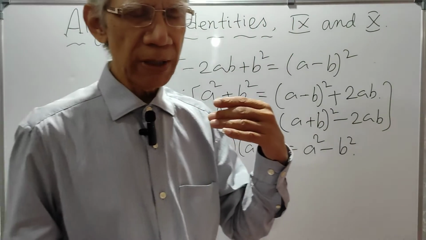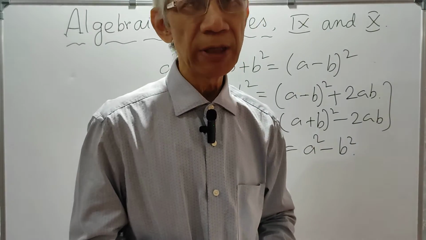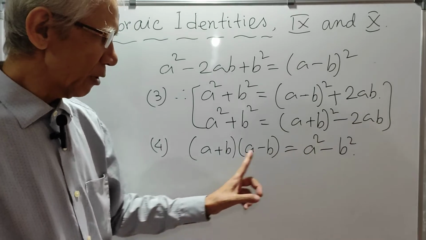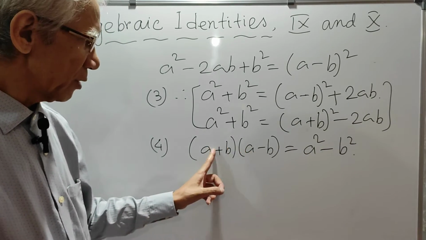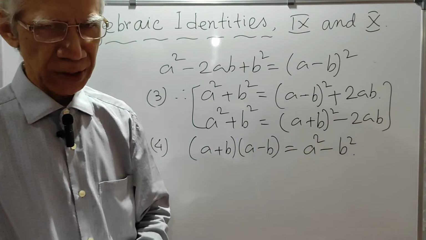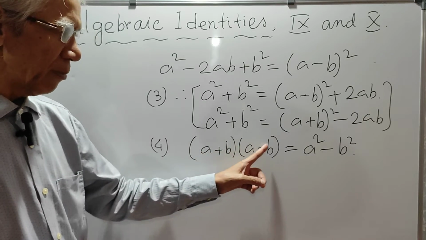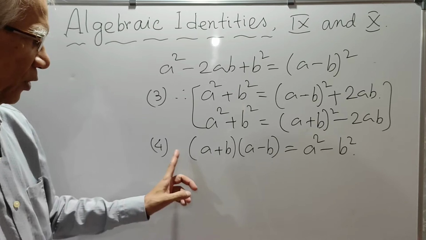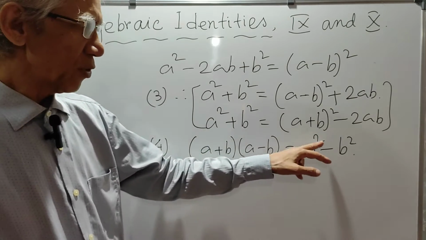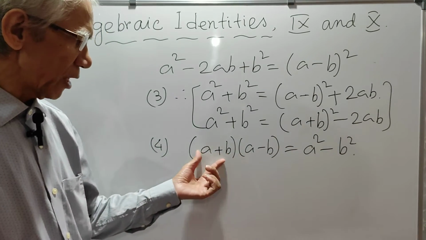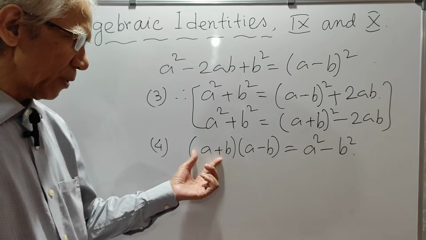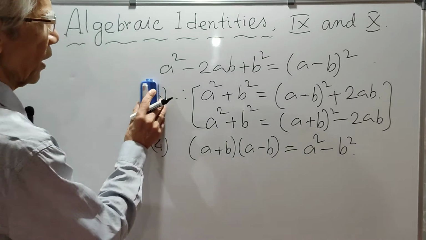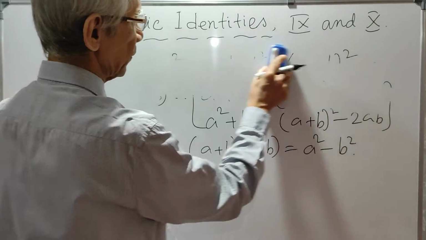Then you will be able to easily use in numerical problems. Okay. So this identity is A square minus B square equal to A plus B into A minus B, or A plus B into A minus B equal to A square minus B square. Now if you multiply A plus B and A minus B, you will get this one, just ordinary multiplication. All right. So this is the fourth identity. Okay. This was the fourth identity.